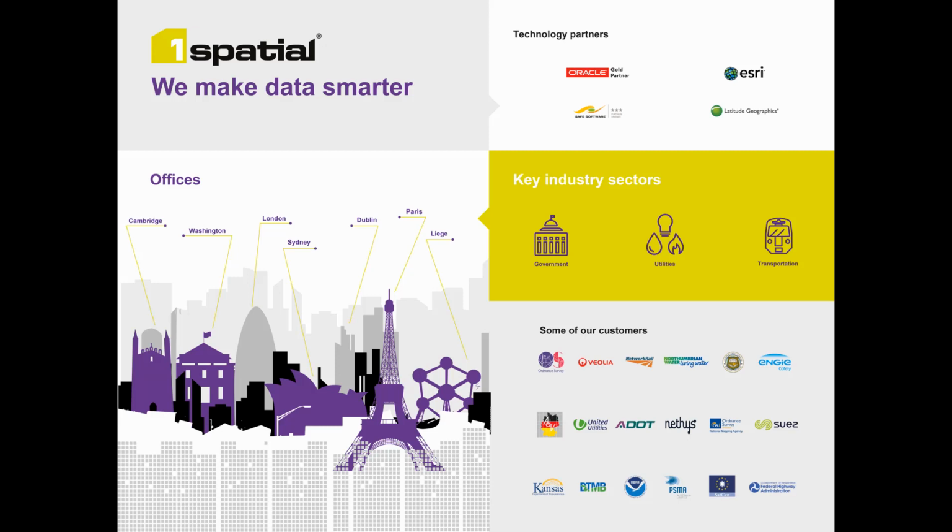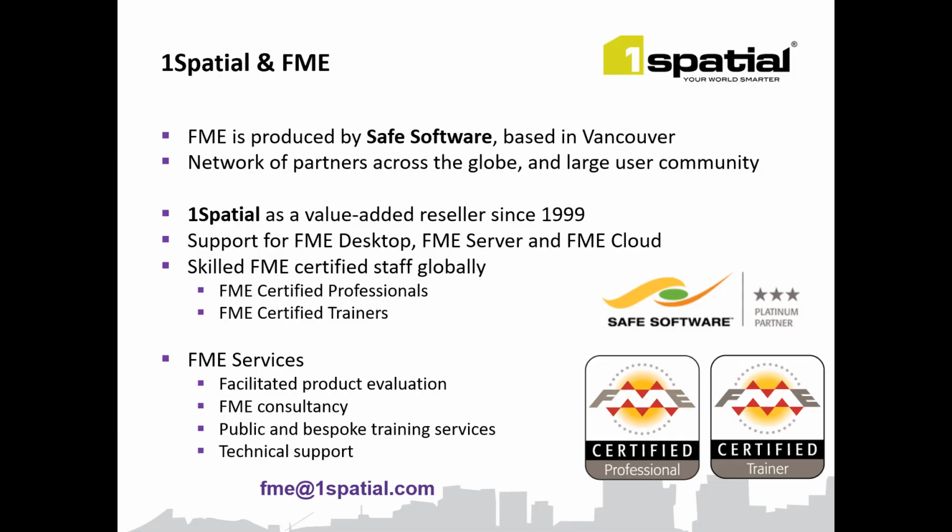Okay, so just to start with, a little background on ourselves here at One Spatial. We're a spatial solutions provider and we have offices across the globe with our headquarters here in the UK in Cambridge. And we work with customers within a number of key industry sectors, so utilities, transport and engineering, and all levels of government. And in particular, we work with a number of national mapping agencies and others within the land management arena. We have a number of technology partners that we work with, and the one we're interested in here today is our partnership with Safe Software, and they're the producers of the FME products.